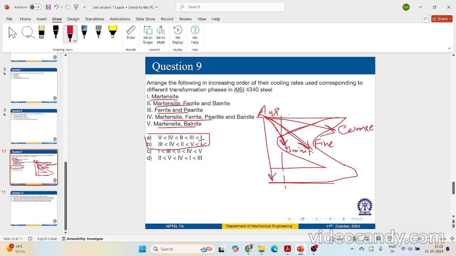So please refer to that CCT diagram. And over here it will form martensite. So which one will be true? So if you ask me, B will be the correct option over here.